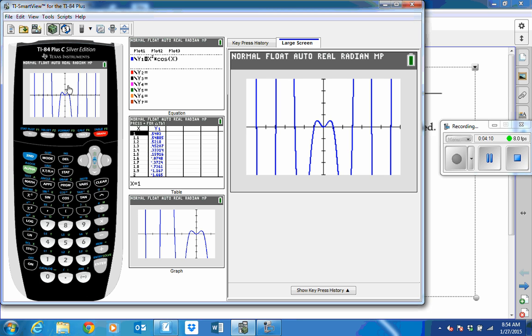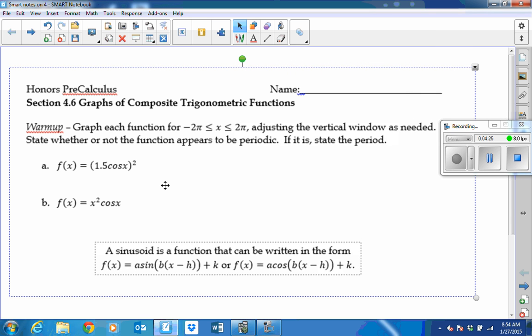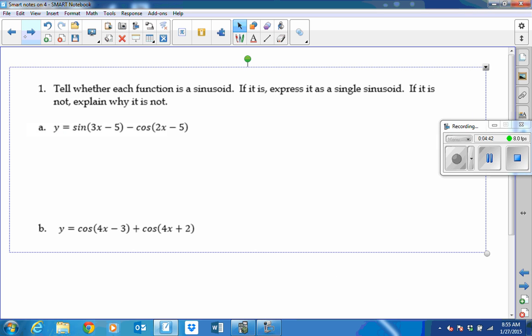So let's move on to number 1, where it says tell whether each function is a sinusoid, and if it is, express it as a single sinusoid. If not, explain why it is not. So going back to our smart notes, we've now looked at these two examples, and it says a sinusoid is a function that can be written in these two forms. And here are our literal equations for sine and cosine, and these are what we've seen all along for sine and cosine. You have to figure out what a is, what b is, what h is, and what k is. So looking at these next two examples, let's plug in this first one.